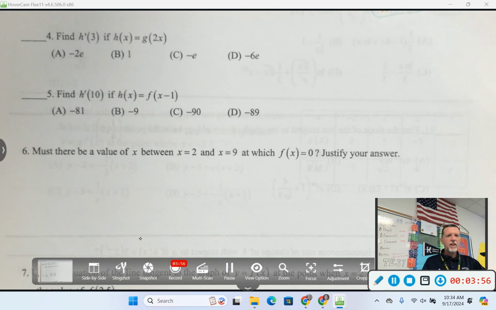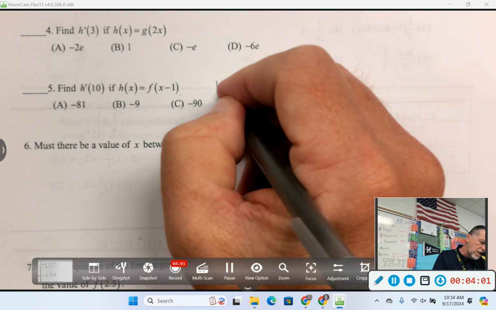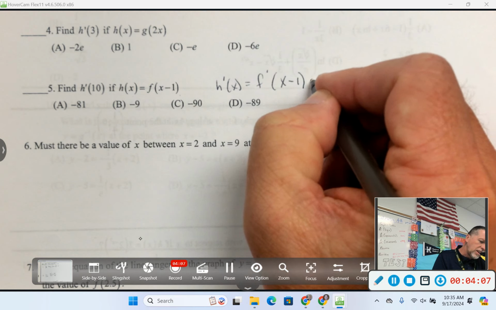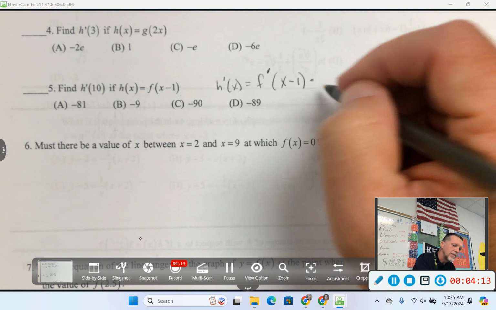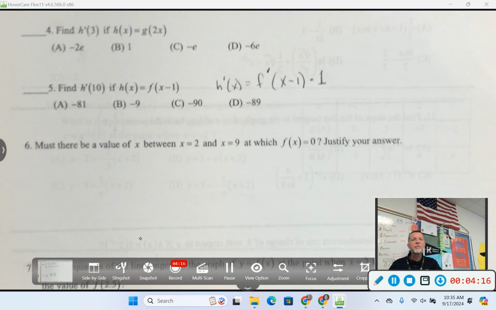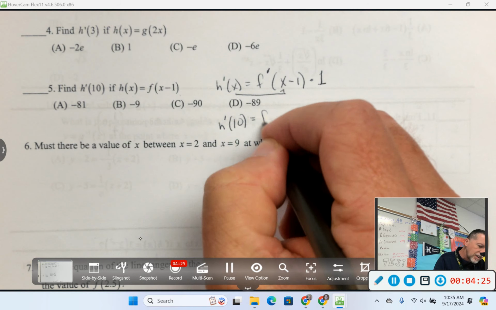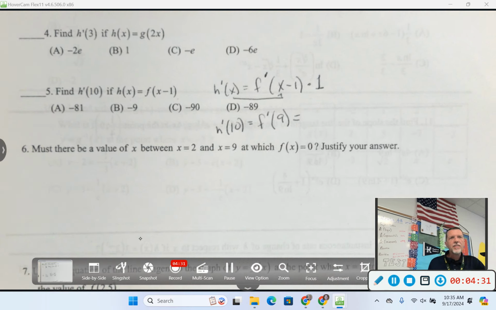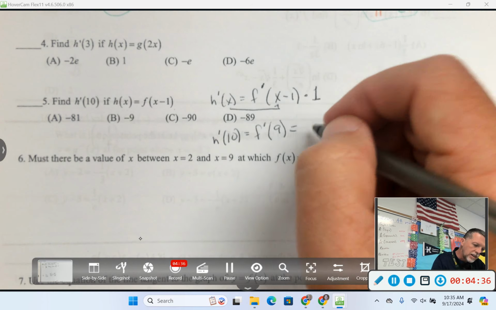Number 5, find h prime of 10. H of x equals f of x minus 1. So h prime would be f prime of x minus 1. Times, chain rule, what's the derivative of x minus 1? 1. So, well, I already put the times, so I guess I may as well put times 1. That doesn't really do much. So h prime at 10, so 10 goes in for x, is f prime at 9. So in some ways that's easier than all the others, just got to know what you're looking for. F prime at 9 is negative 9.